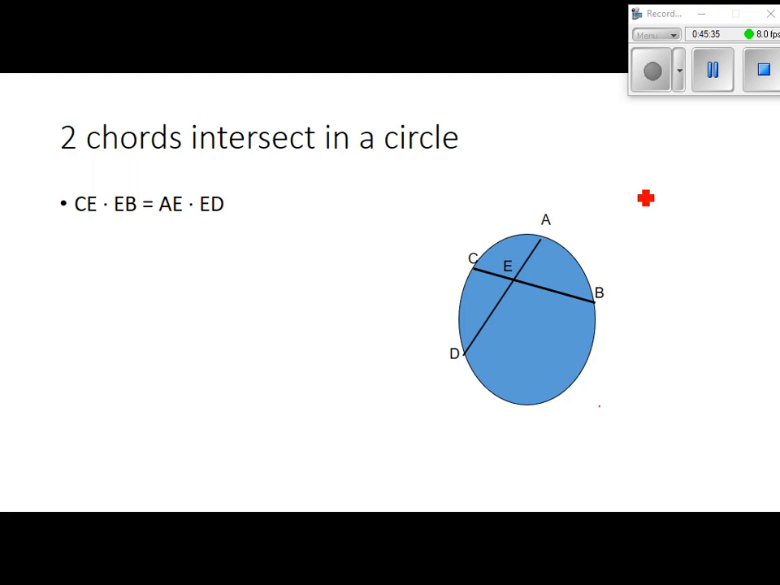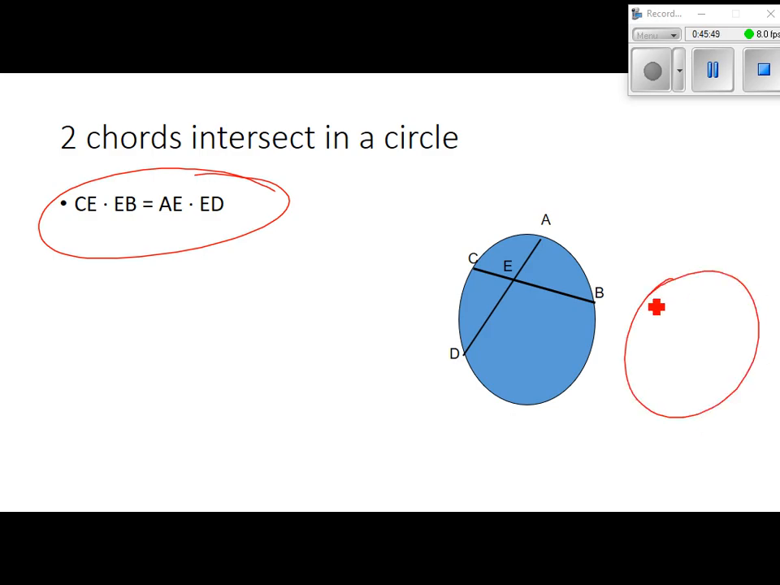Now, the way I wrote this, I wrote it out for you over here in relationship to this picture. So this is segment CE, and we're going to take it times segment EB. If you're in a circle and you draw two chords in that circle, those two chords split each other up into how many segments? Four.